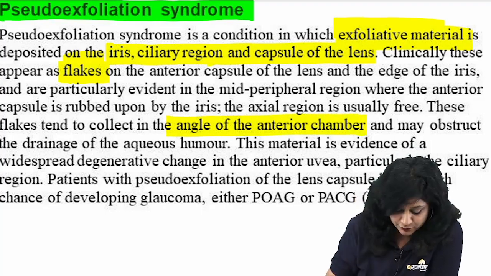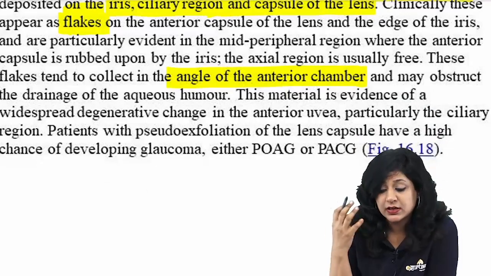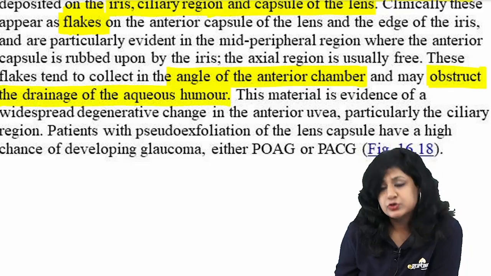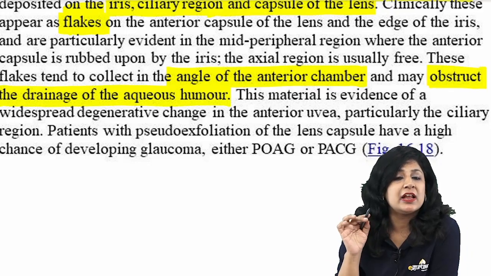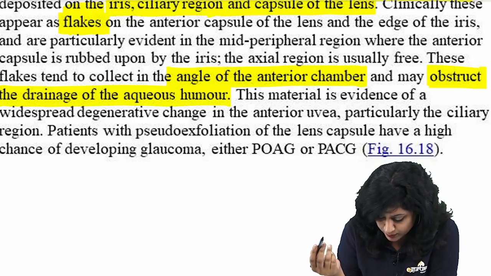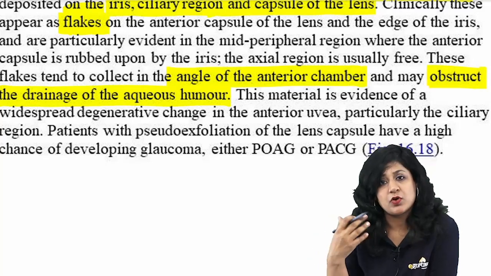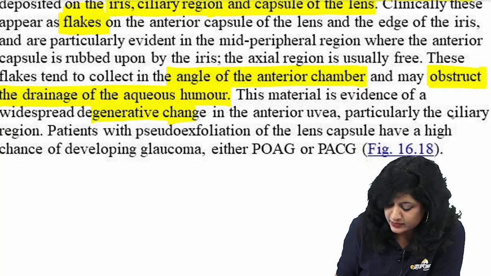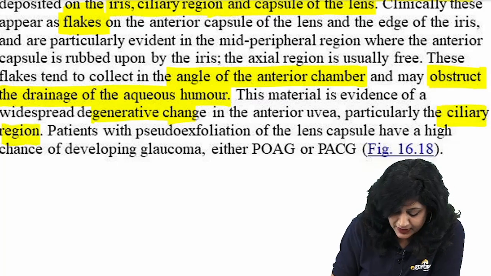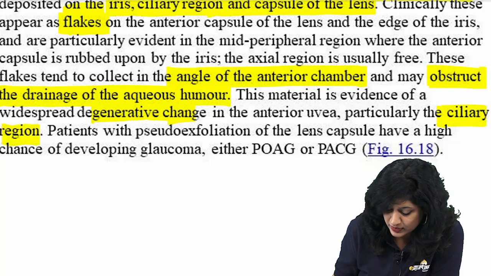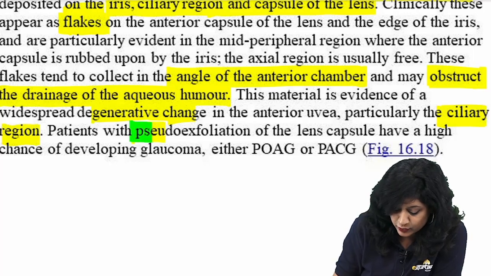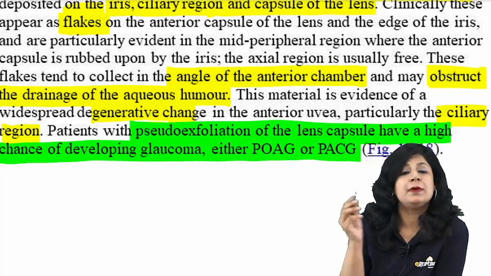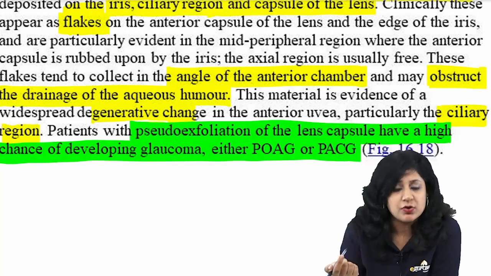They are blocking the trabecular spaces, and they are actually decreasing the aqueous outflow. That is why pseudoexfoliation syndrome will again be considered a secondary open angle glaucoma. And this exfoliative material is a degenerative material, and particularly you are getting it in the ciliary region. Patients with pseudoexfoliation of the lens capsule, particularly, will have a high chance of developing glaucoma. It could be open angle also, and it could be angle closure also.